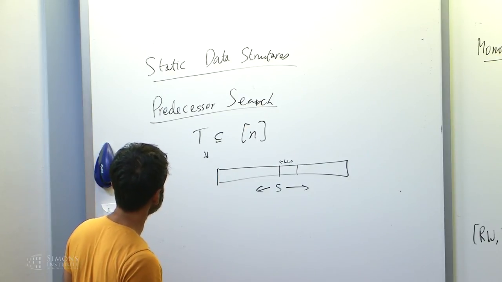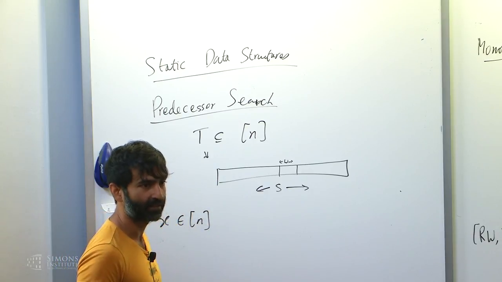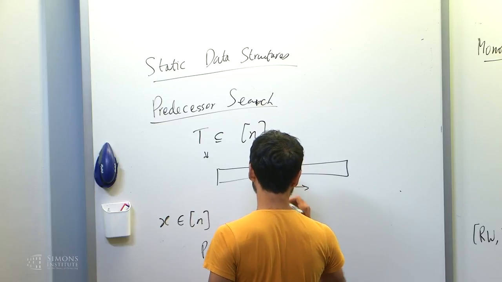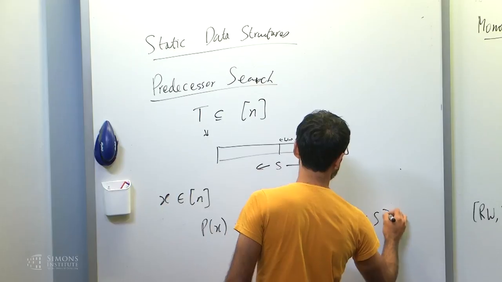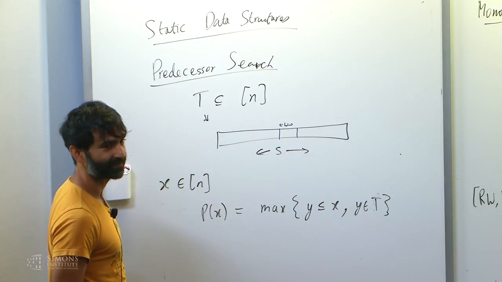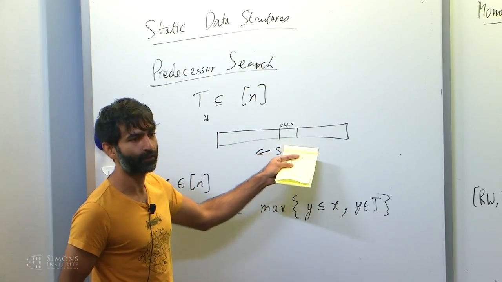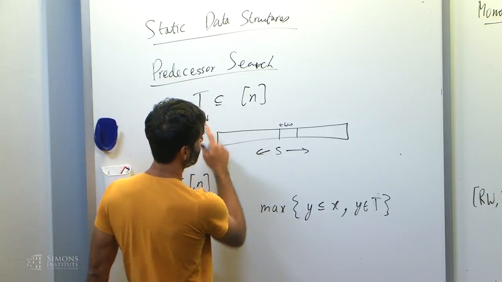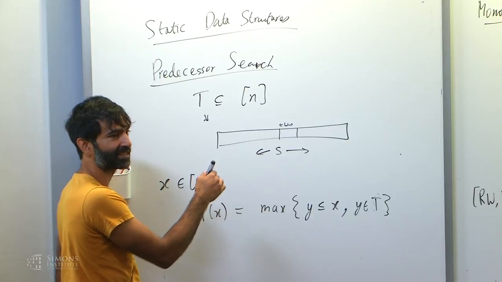These are the parameters. And what predecessor search asks for is, at runtime, you'll be given some input X in n, and you want to compute the predecessor of X. The predecessor of X is just the largest element of T that is at most X. So it's the maximum over all the elements that are at most X and in T. This is the predecessor of X. So the game is to somehow encode the set T, store it using few bits, so that you can later quickly compute the predecessor of any input X. The predecessor has to be an element of the set T, and it's the largest one that's at most X. So you start from X and start walking back, and the first element that you see that's inside T is the one you want to output.